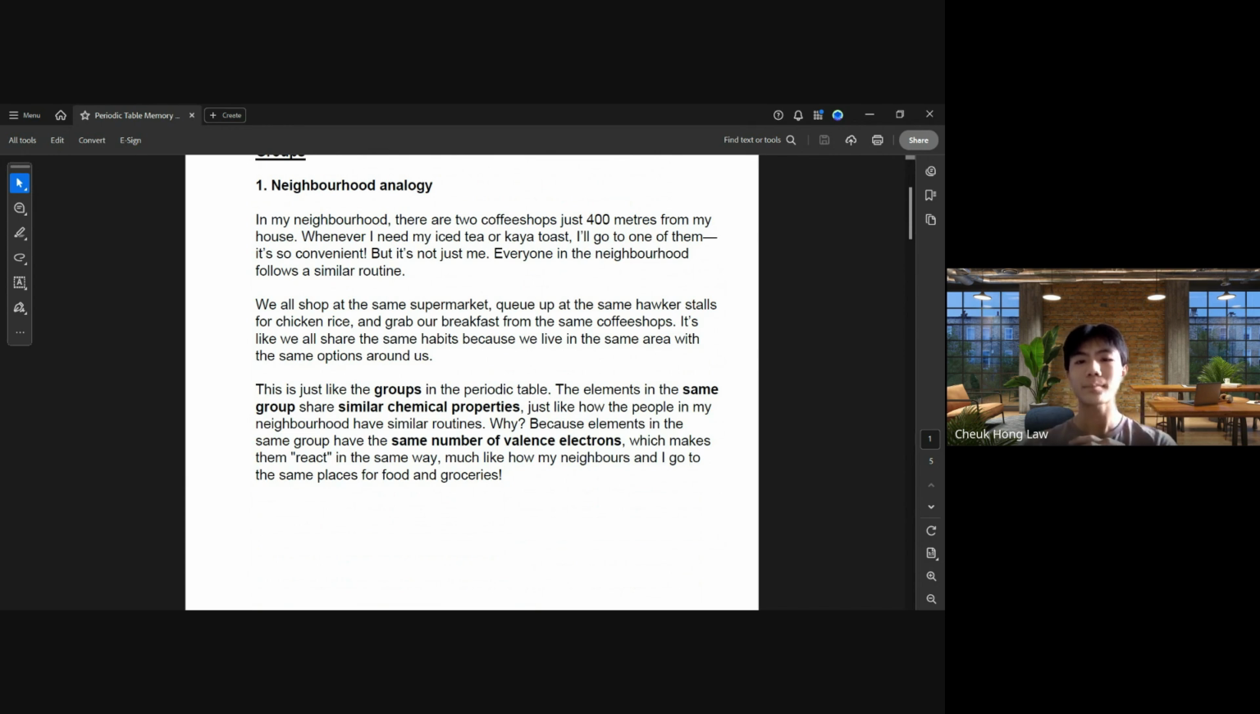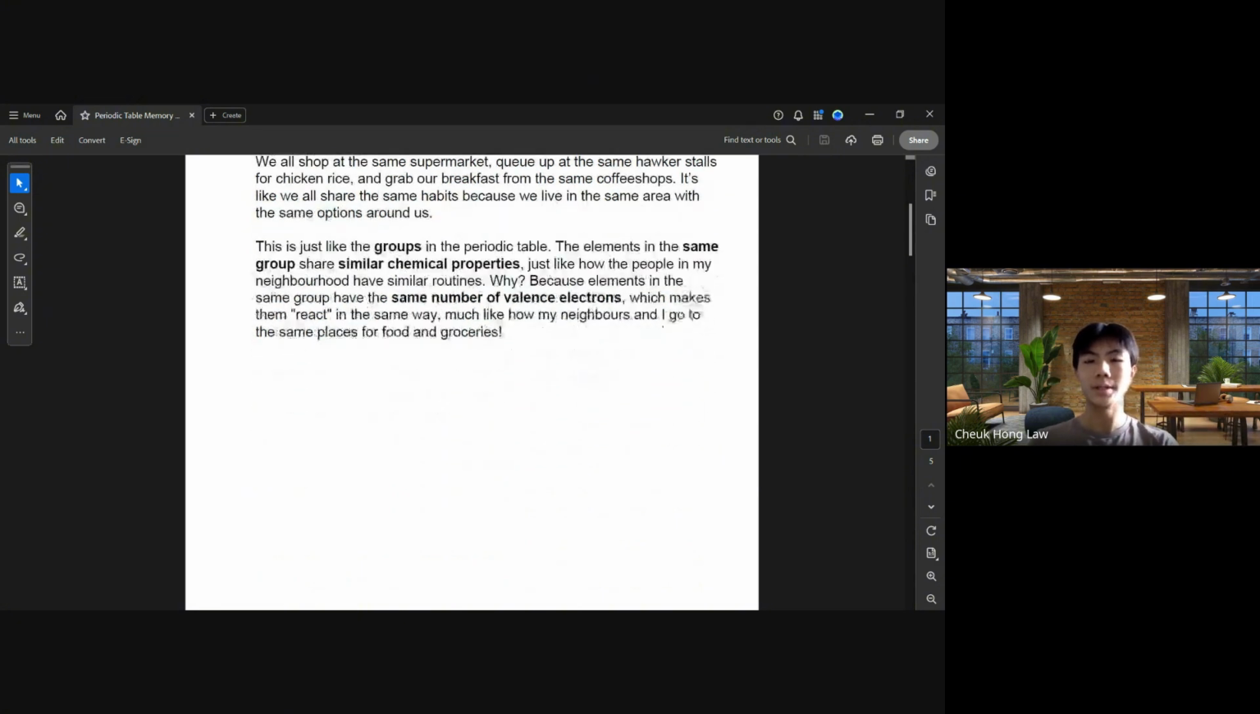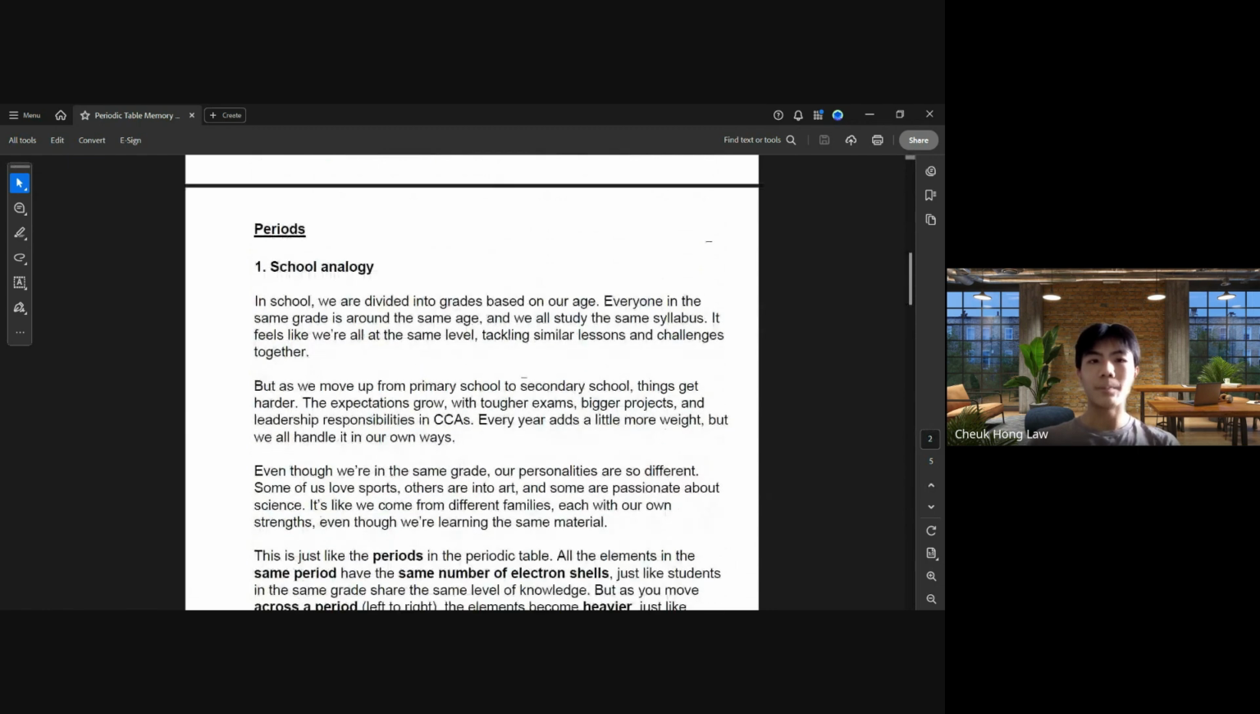But why? Because elements in the same group have the same number of valence electrons. And the valence electrons are actually what cause them to have similar chemical properties. The valence electrons are in charge of all the chemical properties. So they will react in the same way as well, which is similar to how my neighbors and I go to the same places for food and groceries. Okay, same chemical properties. Then what about periods?